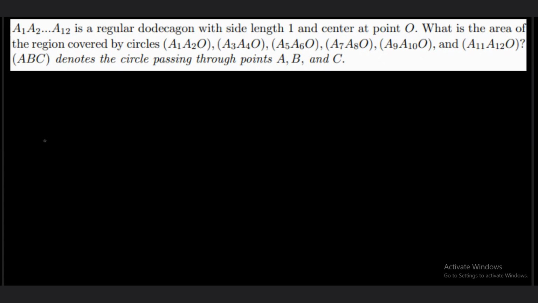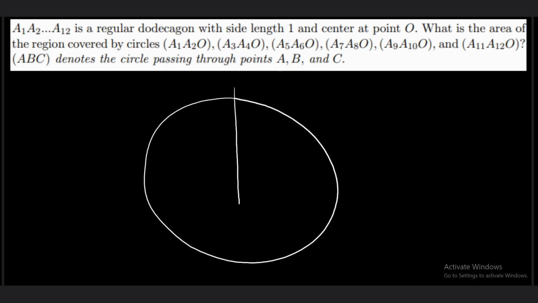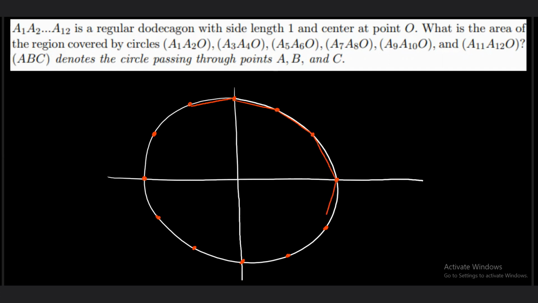The question says that A1, A2, A3 up to A12 is a regular dodecagon with side length 1 and center at O. So I'm just going to trace the rough sketch over here. Let's start. The dodecagon I'm going to trace is regular, so I'm taking the help of a circle first of all. I'll try to trace 12 points at equal distances. These are the 4 points. And then you can see that these are the points that we can trace to make a regular dodecagon. So these are the 12 vertices. I'm going to join them to make a regular dodecagon. So the question is about a regular dodecagon. That's why we are tracing it.